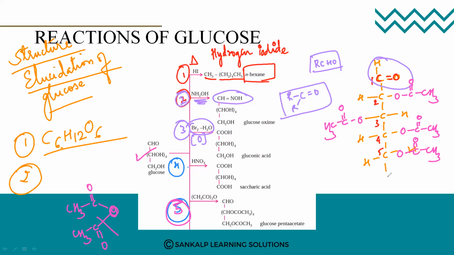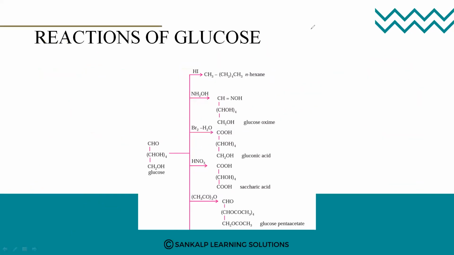1, 2, 3, 4, CH2. Then O C double bond O CH3. Fine. So this is the structure of your glucose pentaacetate. Why penta? Because there are 5-OH groups. So this confirms the presence of 5-OH groups. And the molecule is stable because the OH groups are present on different carbon atoms. So this confirms the presence of OH groups.